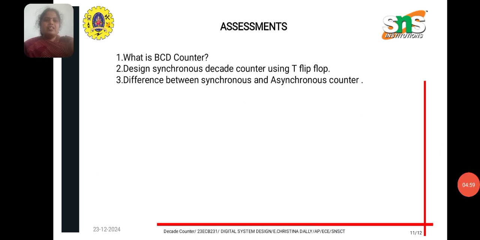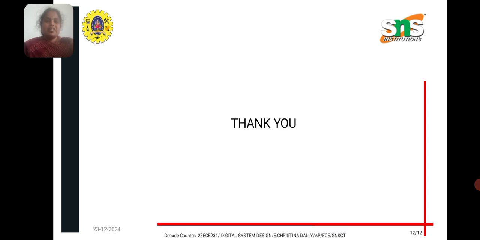So these are the assessment questions. We know how we use the decade counter, what the differences are between synchronous and asynchronous counters, and why we go for these counters.